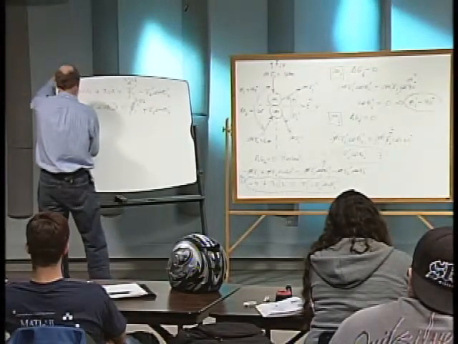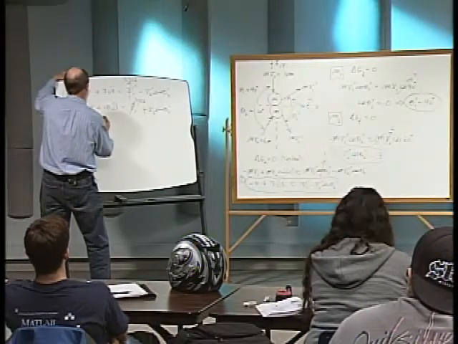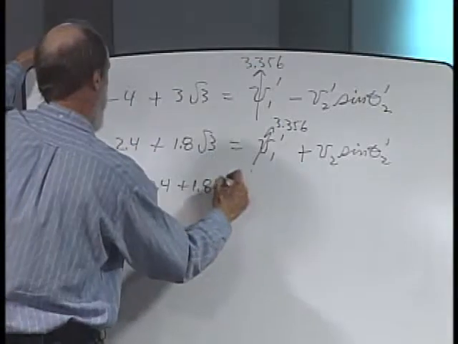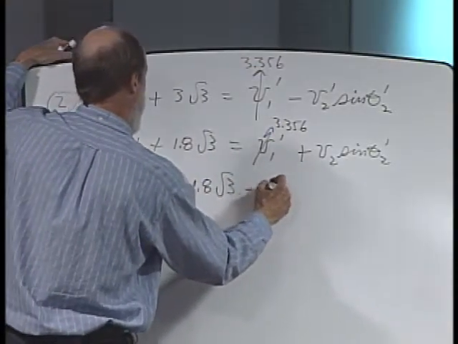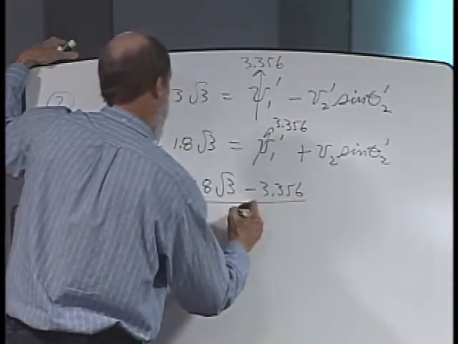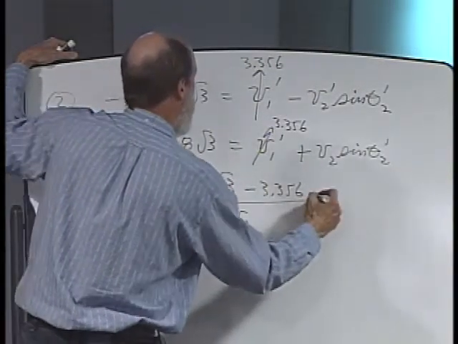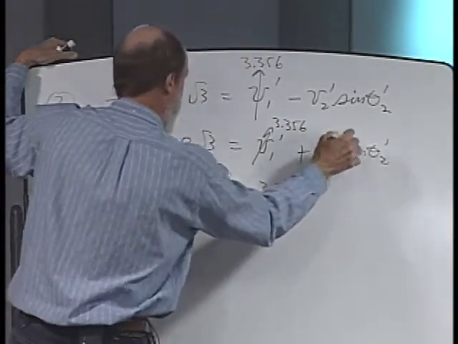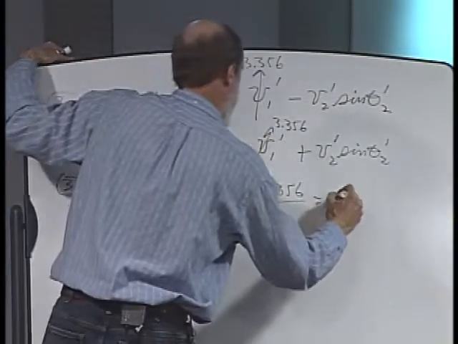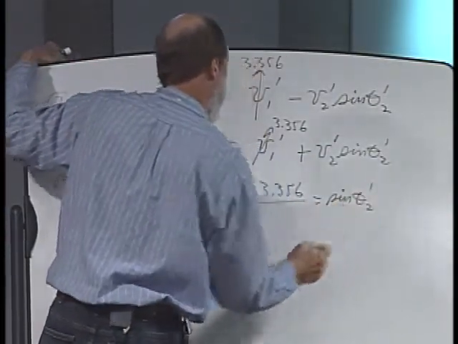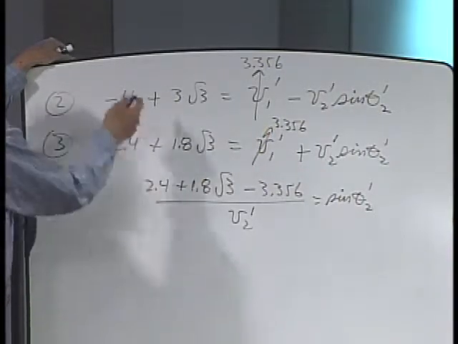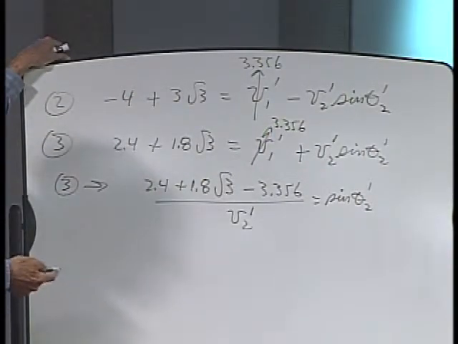And so equation 3 becomes 2.4 plus 1.8 square root of 3 minus 3.356, divided by v2 prime. Keep forgetting my primes on there. Watch out for that in your work. Is our sine theta 2 prime. V2's going to go away. Now, if I substitute that back into 2, it goes away, so that's not going to help us.